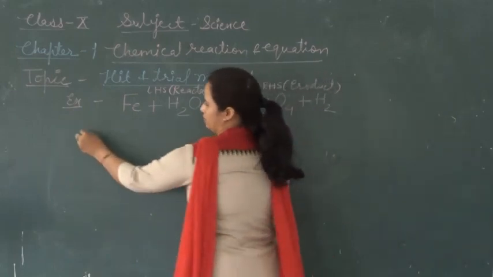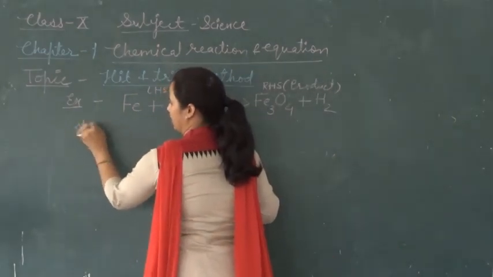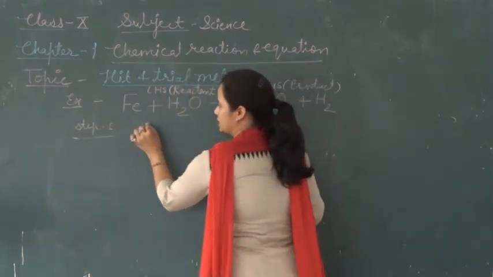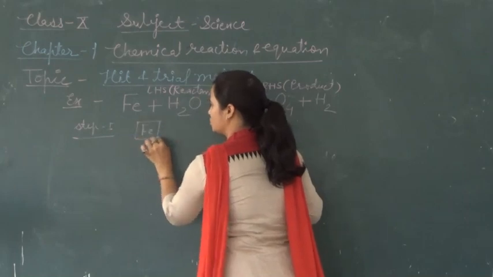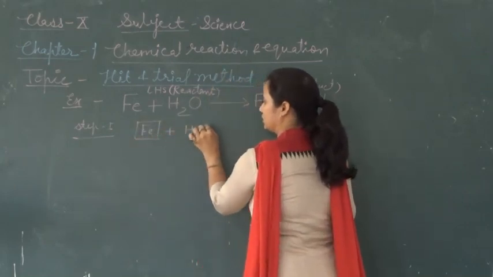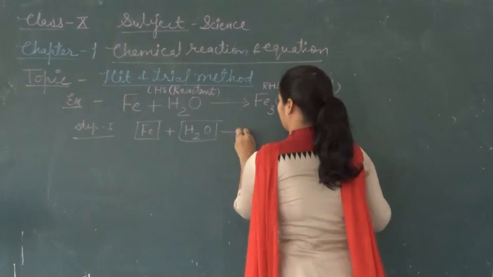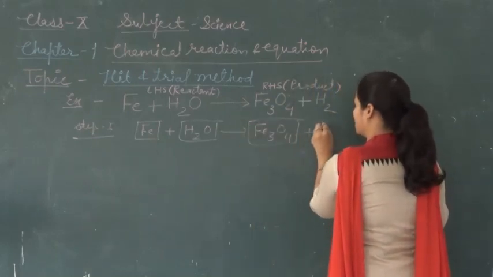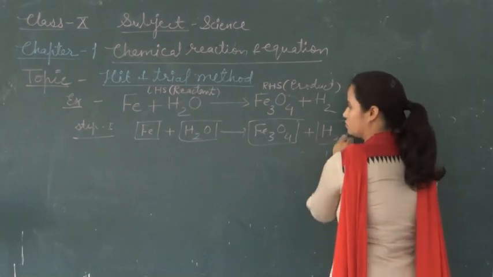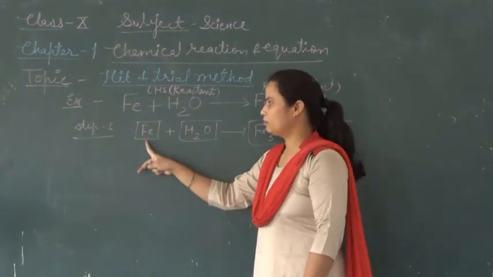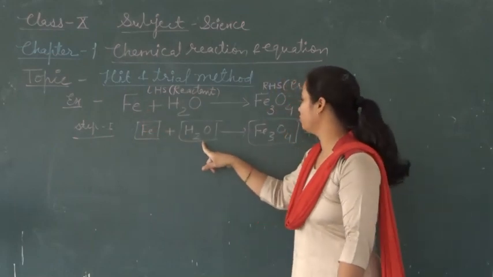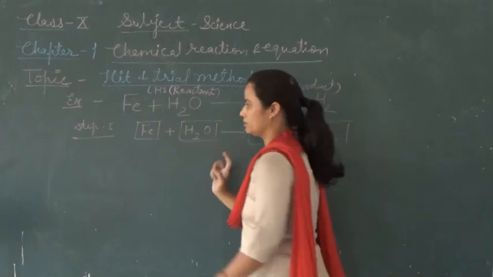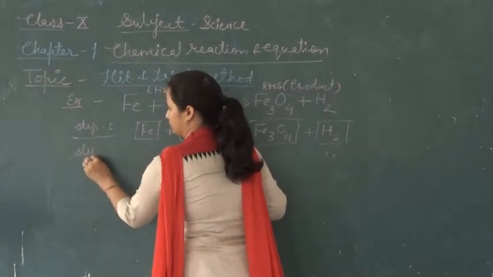So the first step for balancing the chemical equation is to make boxes around each formula. So I make boxes around iron, water, iron oxide and hydrogen. That is the first step.